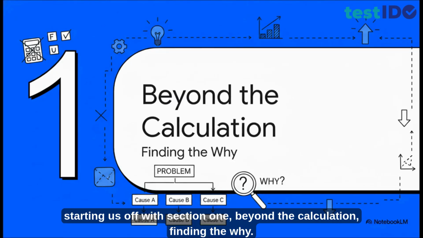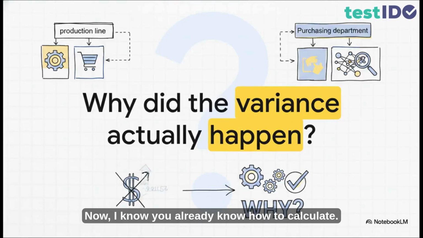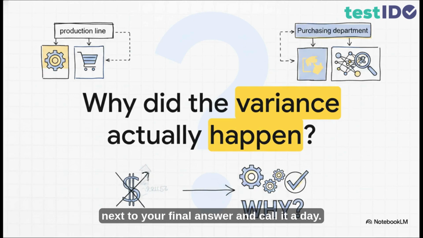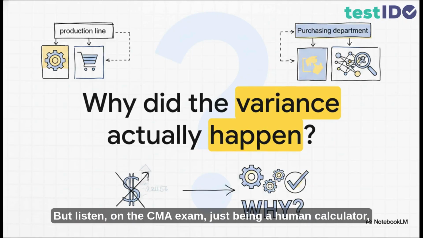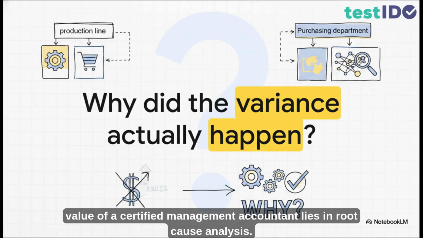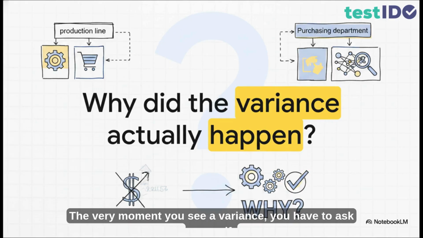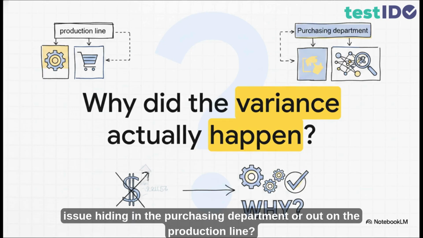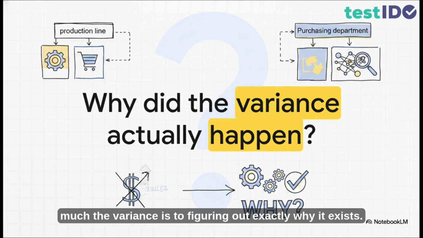All right, starting us off with Section 1, Beyond the Calculation, Finding the Why. Now, I know you already know how to calculate price and efficiency variances, right? You just slap an F for favorable or a U for unfavorable next to your final answer and call it a day. But listen, on the CMA exam, just being a human calculator, that's not enough. The real undeniable value of a certified management accountant lies in root cause analysis. The very moment you see a variance, you have to ask yourself, why did this actually happen? Is it just some random number on a spreadsheet? Or is it a symptom of a much deeper issue hiding in the purchasing department or out on the production line? Today, we're moving from how much the variance is to figuring out exactly why it exists.